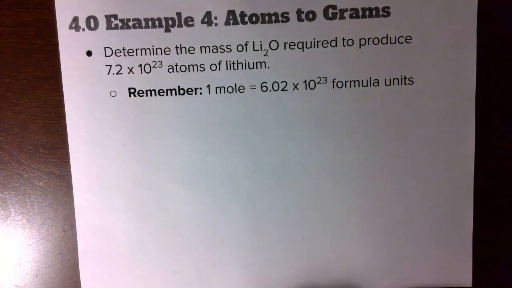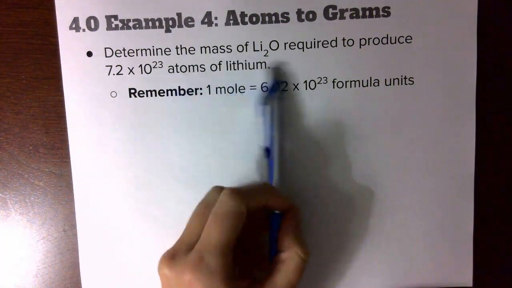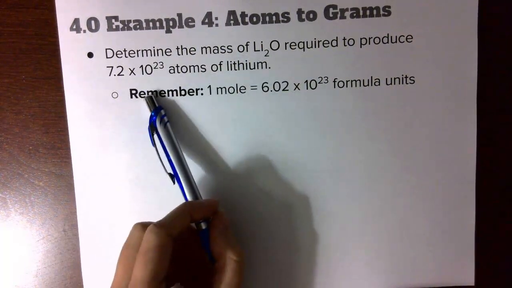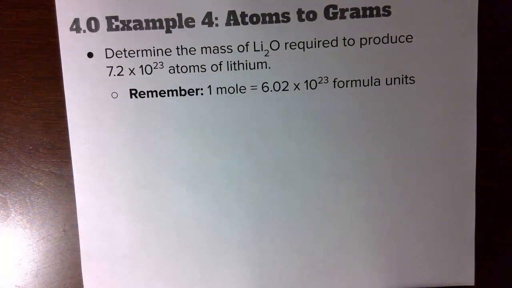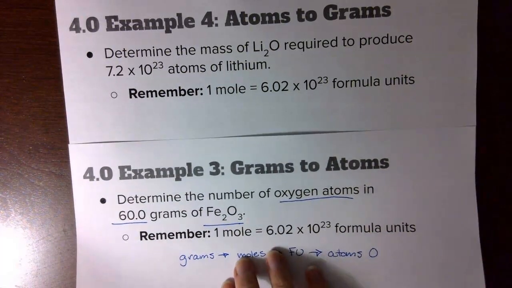All right, and in this one we're just going to be going the opposite direction. It says determine the mass. So in the last one we were given the mass. This time we need to find the mass, and we're given a number of atoms. So we're going to do the exact same thing that we did in our previous problem, we're just going to go backwards.